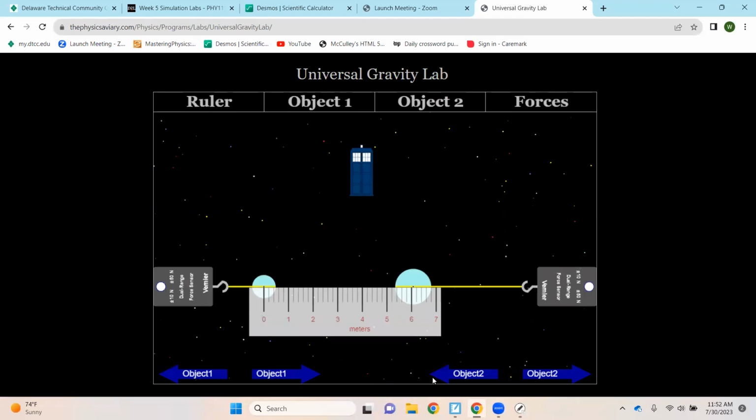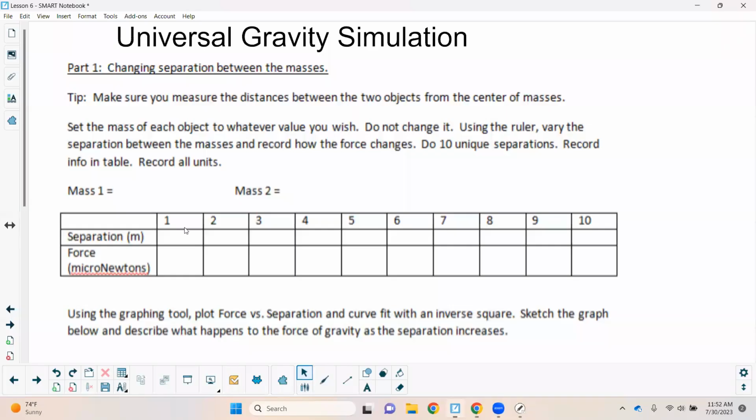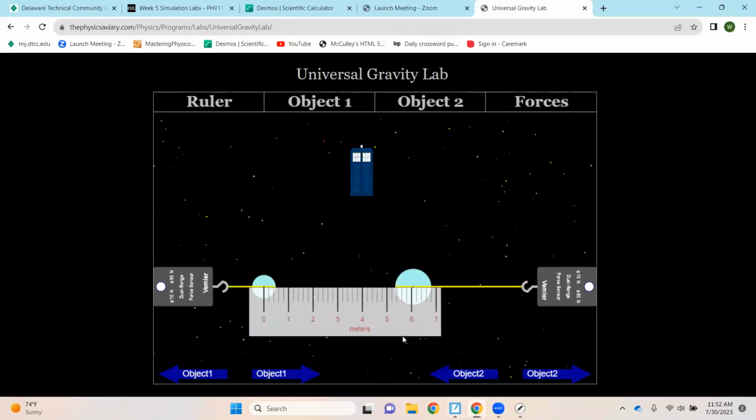So I would type in my values here. I would type in the separation as like 6 meters. I would write in these two masses, and then I would write in the 1.1 here. And what we're going to do is vary the mass. Or, I'm sorry, vary the separation. So I'm just going to take object 2 and start moving it closer to object 1. I hit it 2 spots, and it's like at 5.6 there.